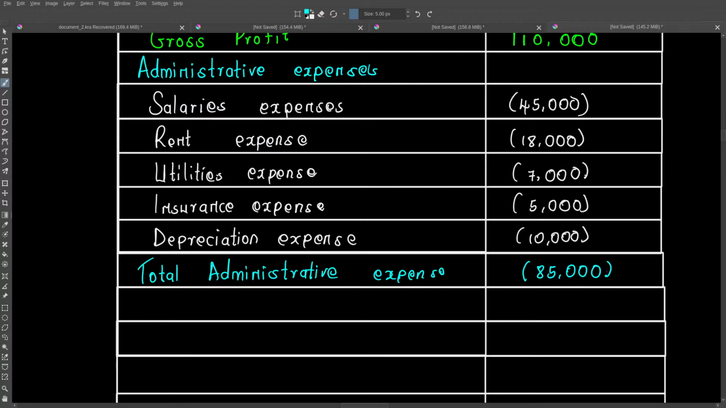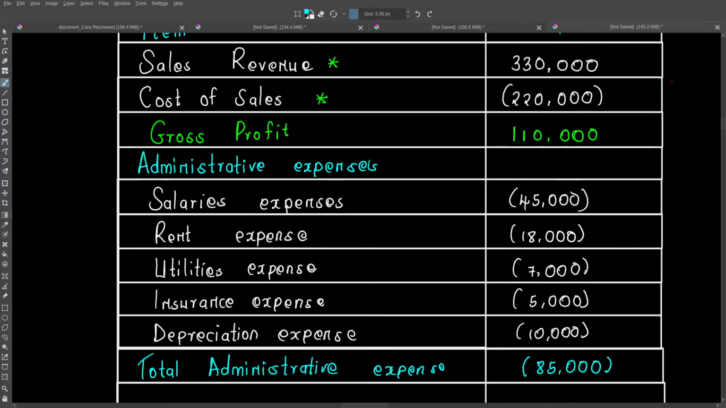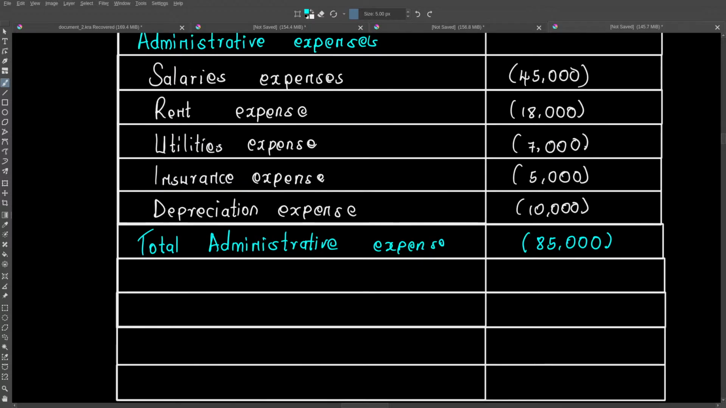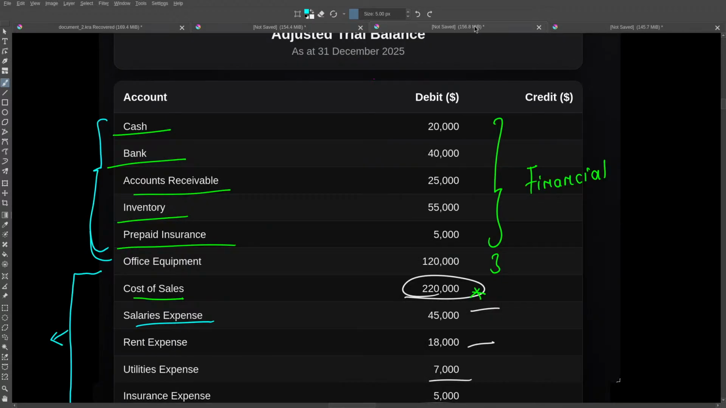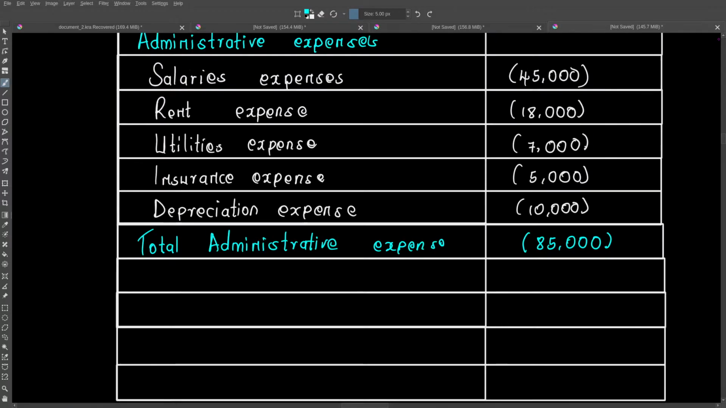So from there, once we have listed the sales revenue, less the cost of sales, we have our gross profit. We can see from our adjusted trial balance, you've not been given much. We've not been given the tax expense or anything from the investment side. So at this point, we are able to calculate our operating profit.